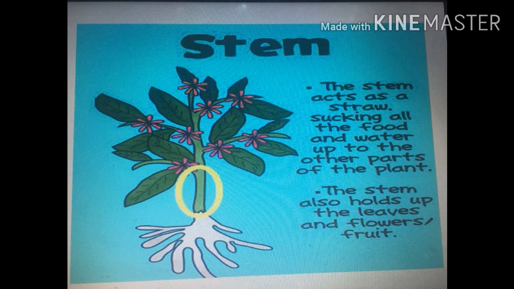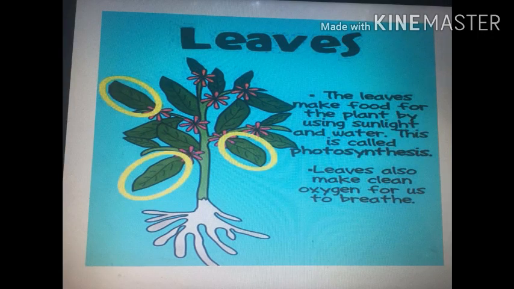Now let's move to another important part of a plant, leaves. See, a leaf is a thin, flat and green part of a plant that is attached to the branch. Leaves manufacture food for the plant and they are also known as the kitchen of the plant.